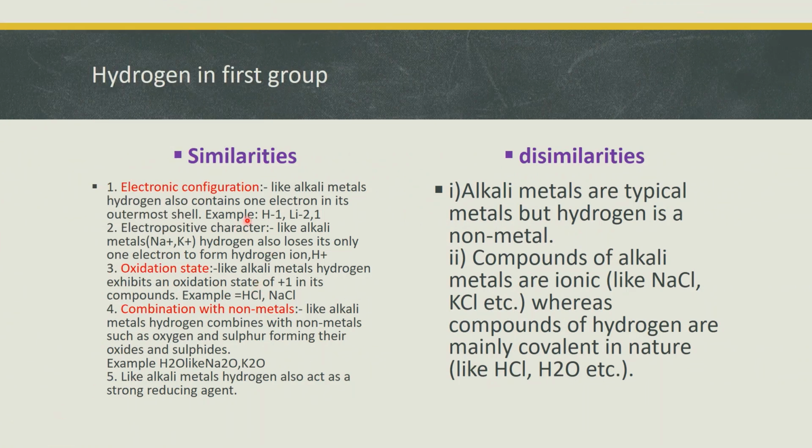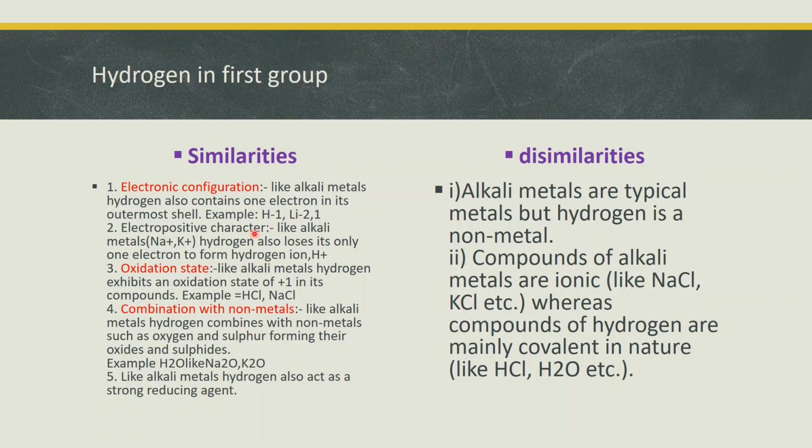Hydrogen in the first group. What are the similarities? Why is hydrogen placed in the first group? What are the points that support placing hydrogen in the first group? Electronic configuration: like alkali metals, hydrogen also contains one electron in its outermost shell. For example, hydrogen is 1 and lithium is 2, 1. So hydrogen and lithium both have one electron in the outermost shell.